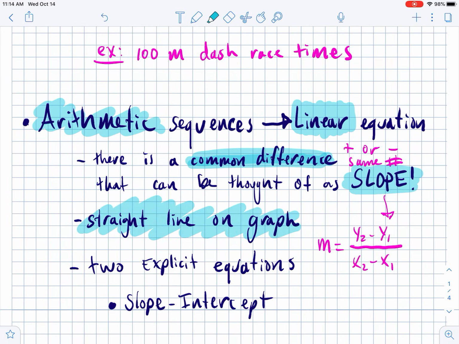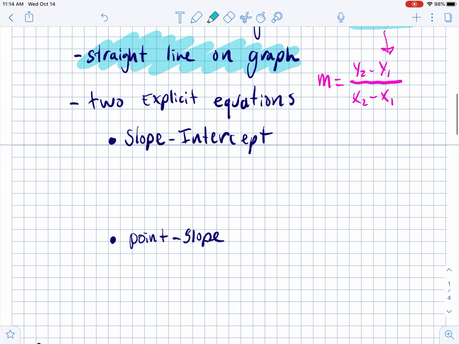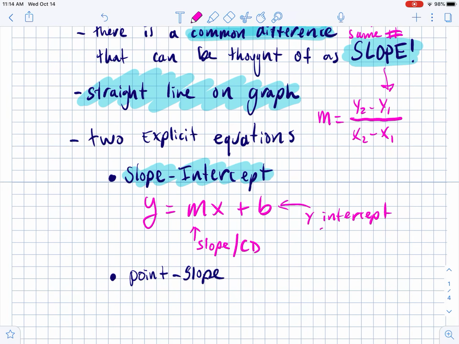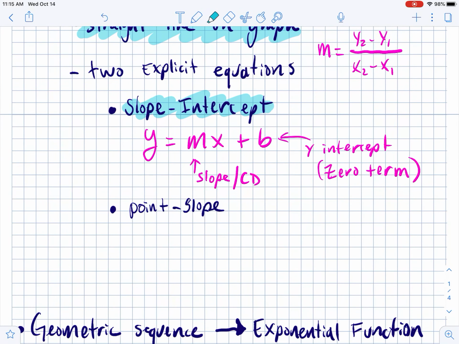Linear equations are a straight line on a graph. And there's two different ways that we've been focusing on the equations. We've done a slope-intercept equation, which looks like this: y equals mx plus b. Remember, this m is your slope or common difference, if you want to think of it that way. And this b is your y-intercept, or the zero term, is what we called them back when they were arithmetic sequences.